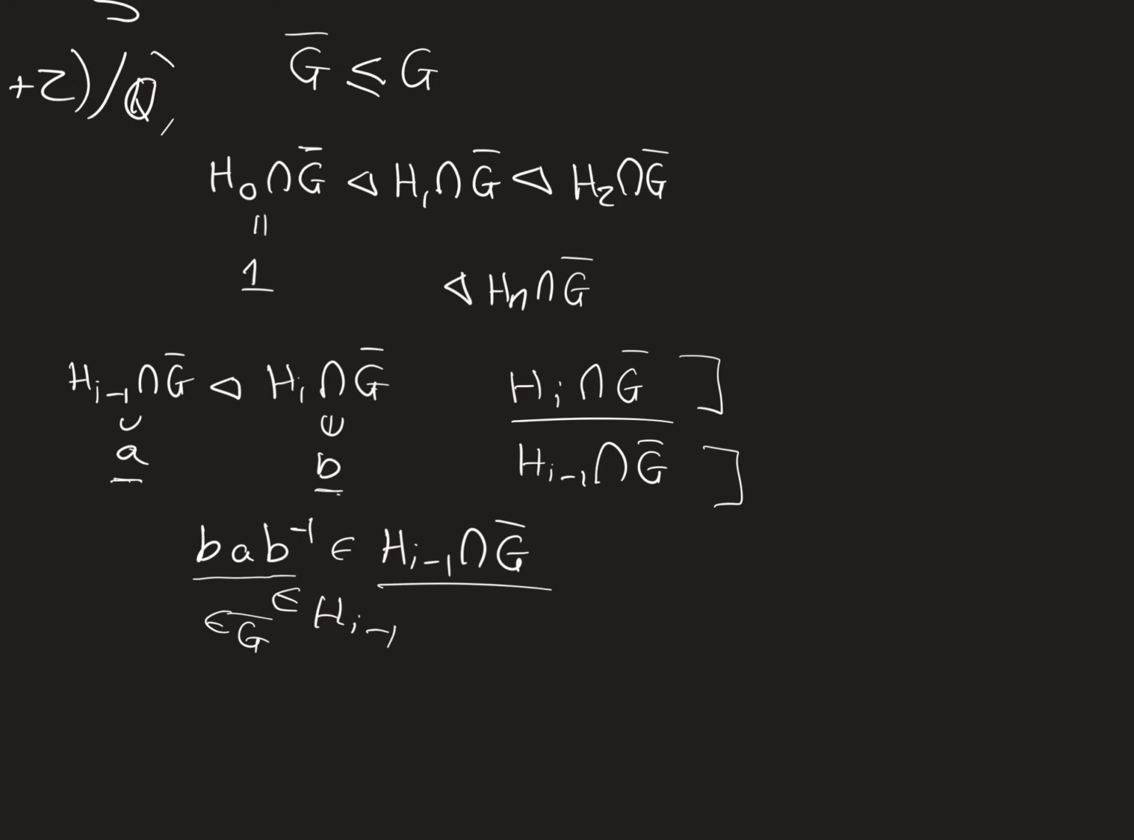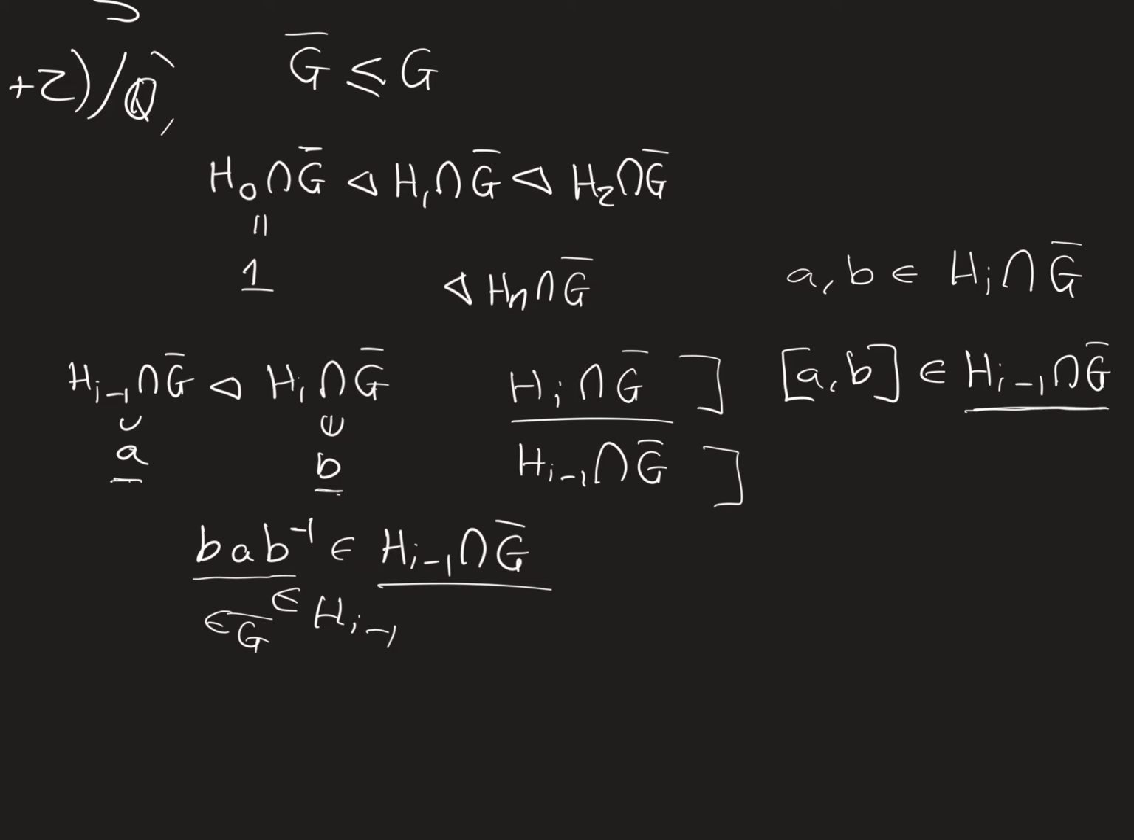So I think probably that's the best strategy again. So let's just attempt this. If I take A and B inside H_i intersect Ḡ, then I need to prove that the commutator of A and B, so two general elements inside that, is inside H_{i-1} intersect Ḡ. Because my elements are general, if I prove this, then I've proven that a general commutator of two elements is inside this subgroup. Hence, the entire commutator subgroup is inside it.